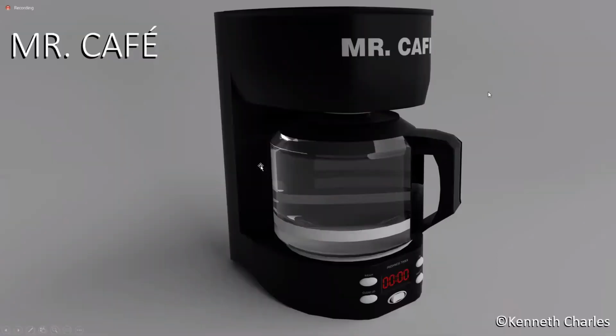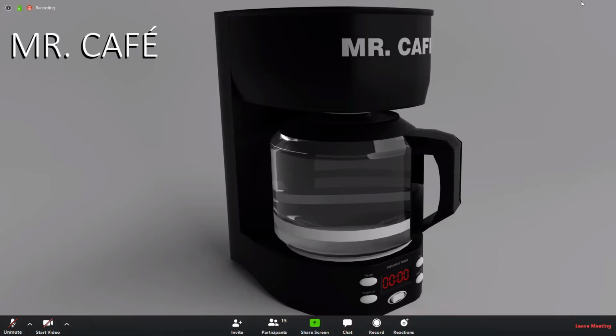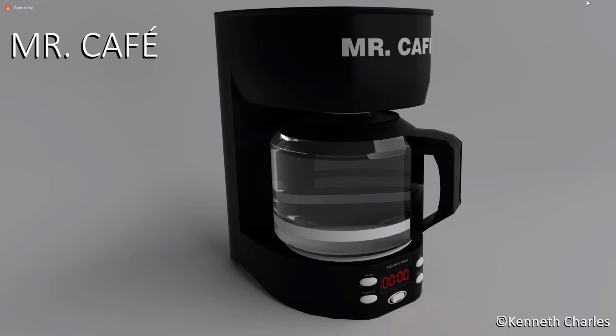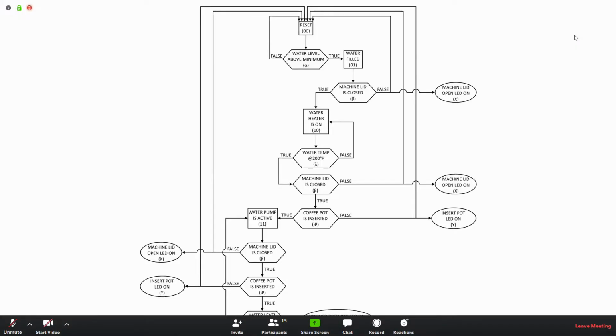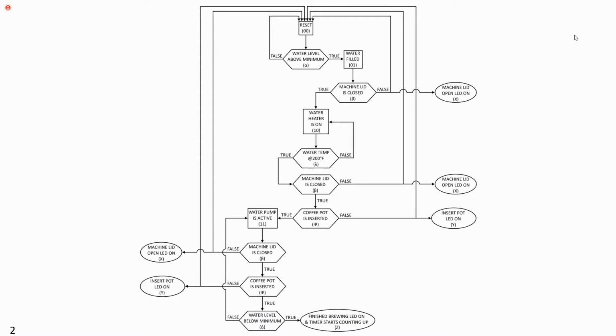All right, so I decided to make a coffee machine for my design. My objective was to make the most cost-effective machine that's on the market and the most safest. So I first started with an algorithmic state machine. It first starts at reset as the default state.